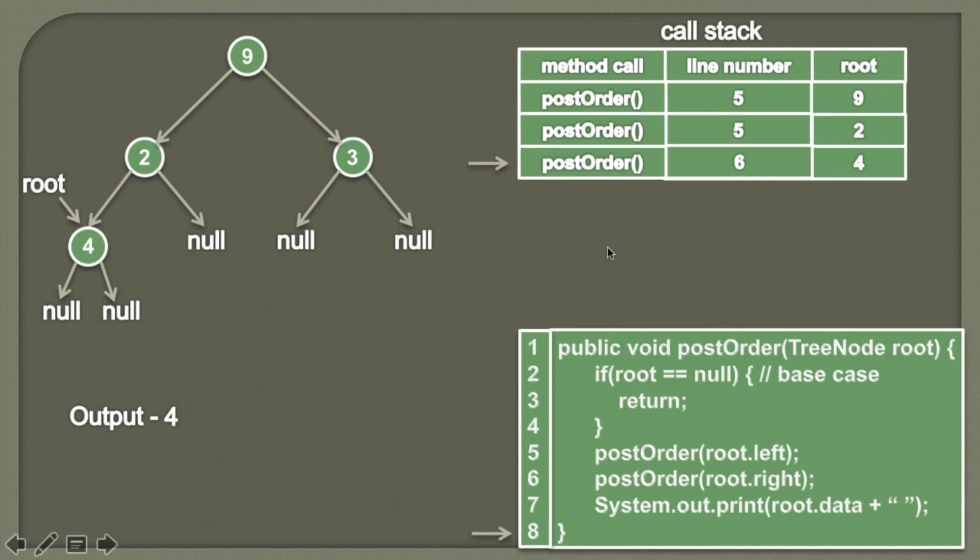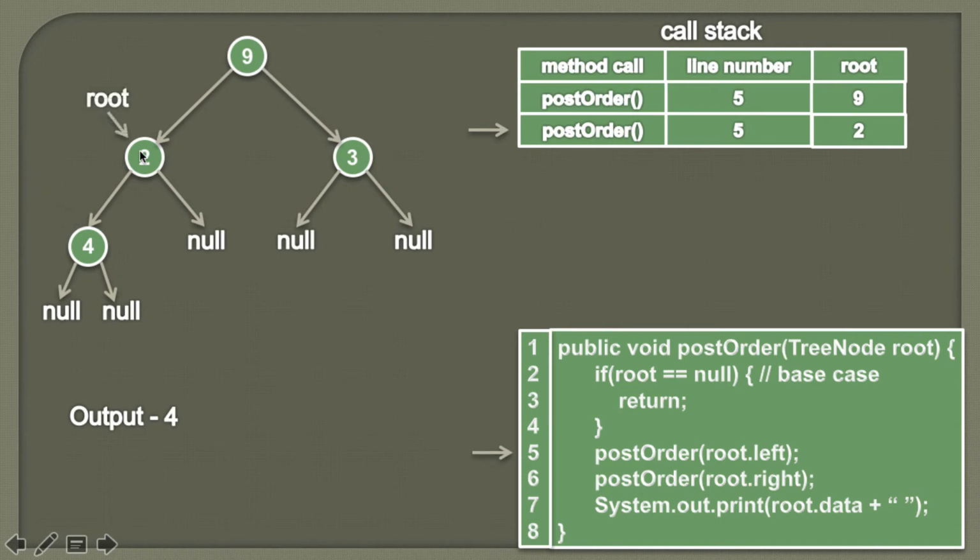So friends, at the line number 8, this post order method on the call stack will complete its execution. So this would be removed from the call stack completely and the point of execution will reach here. And we also know that we had left this post order method from the line number 5. So the point of execution reaches to the line number 5. And we also know that at that time root was pointing to node 2. So here now root will point to node 2. And we'll start our execution with this post order method.